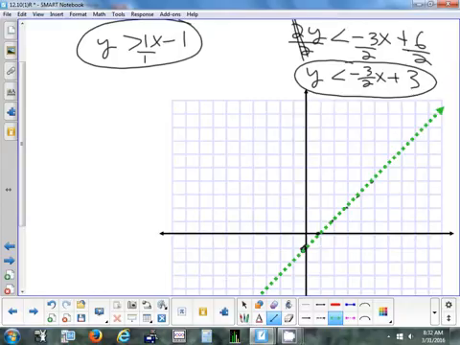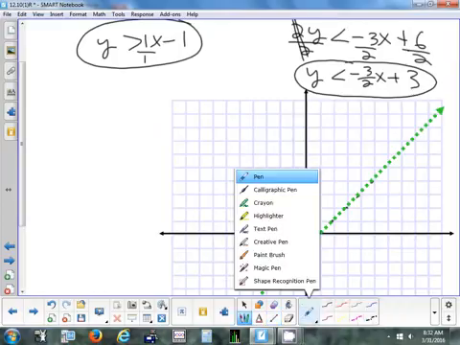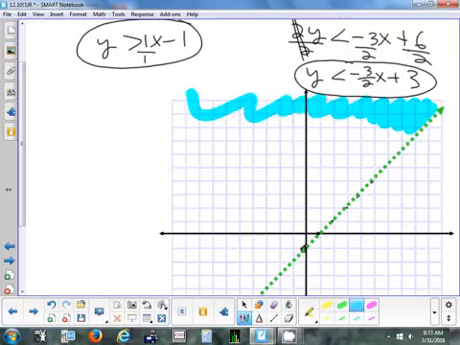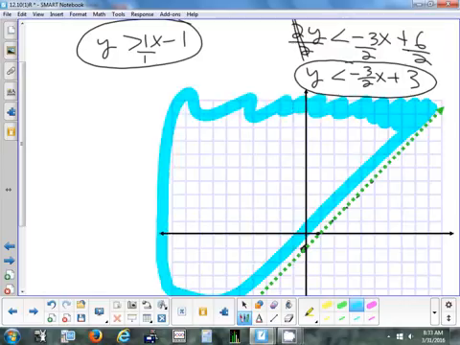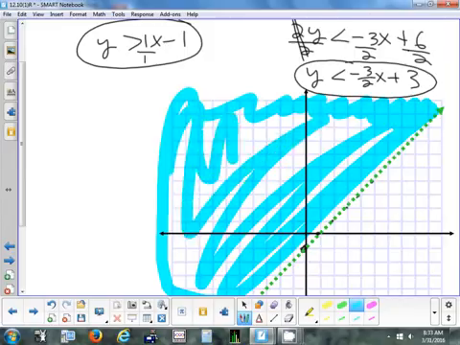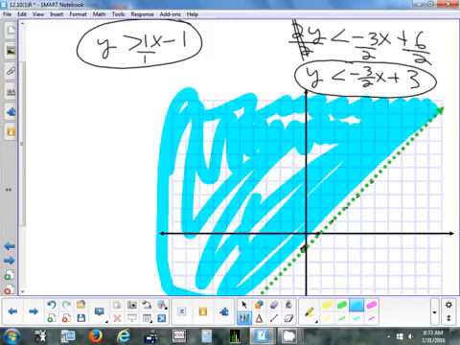So take your highlighter. Let's see if I can do this. Can I have my assistant click on highlighter for me? Thanks, Ben. Perfect. Thank you. Shade above. Okay, when you shade, it doesn't have to be perfect. Just try to shade most of it.